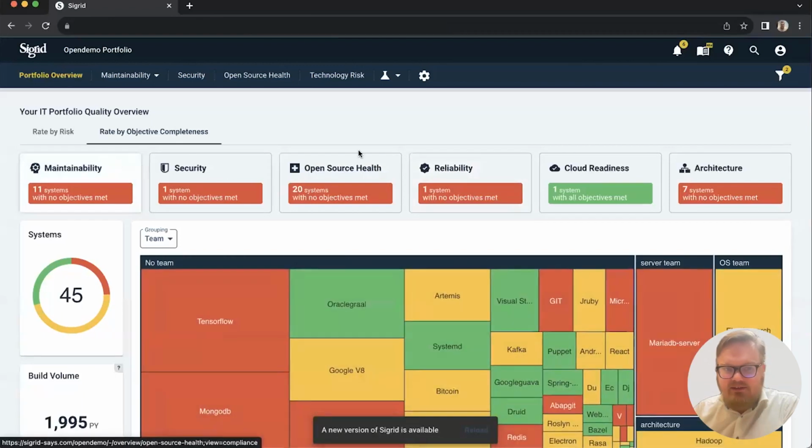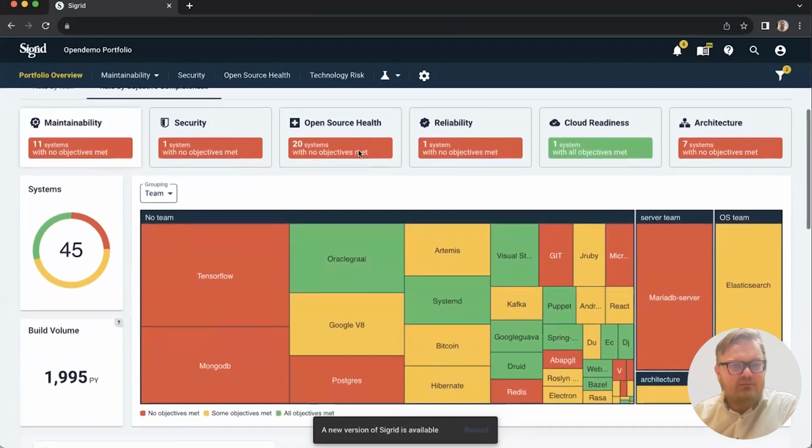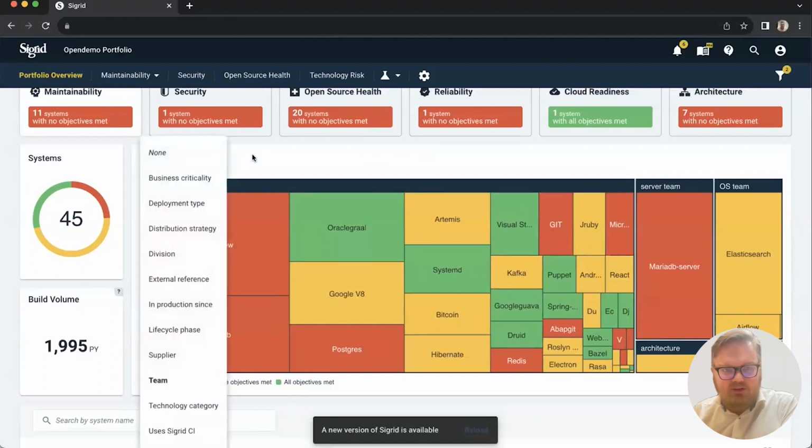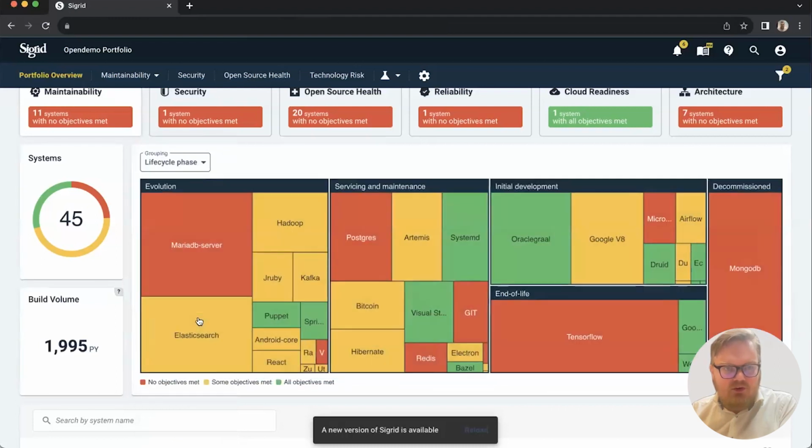So let's go to maintainability, just as a random one, and scroll down. You can group the graph below based on the metadata. And this is why it's so important to set this in your upload or in your configuration when you upload the system to SRG. So currently I'm grouping all the systems on lifecycle phase.